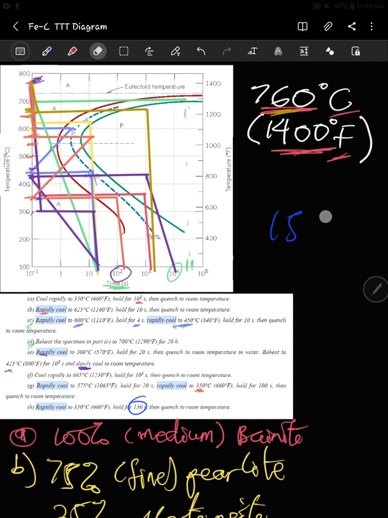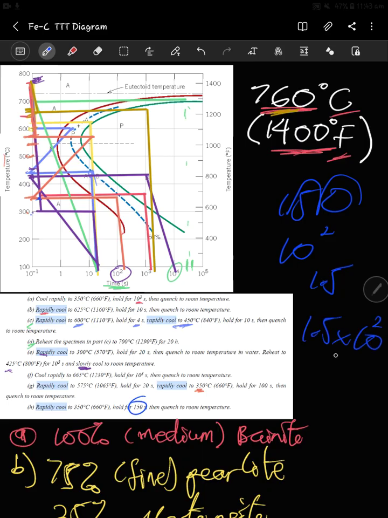Let's do this again so it's clear. You have 150, right? And then we move 1, 2, so that's 10 to the power 2. And then what do we have after moving? We have 1.5. So 1.5 times 10 to the power 2 is the same as the 150 seconds that we have, right? So where's 10 to the power 2? This 10 to the power 2, right?